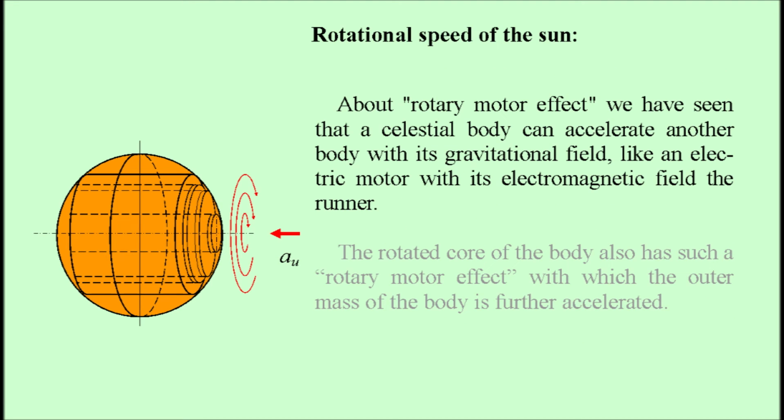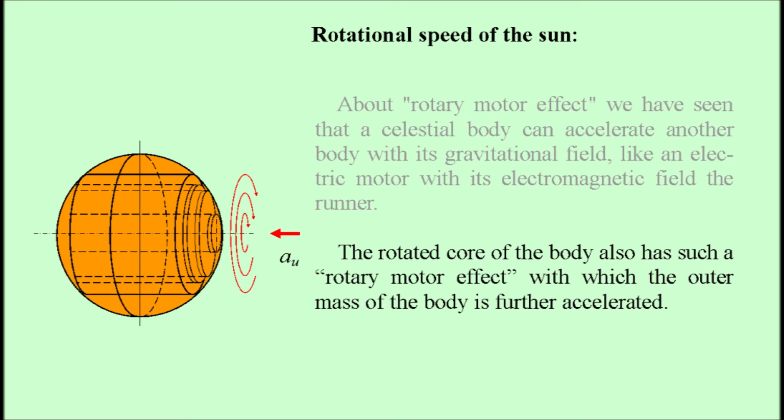About rotary motor effect, we have seen that a celestial body can accelerate another body with its gravitational field, like an electric motor with its electromagnetic field, the runner. The rotated core of the body also has such a rotary motor effect with which the outer mass of the body is further accelerated.